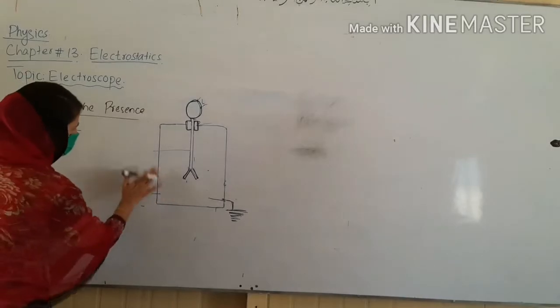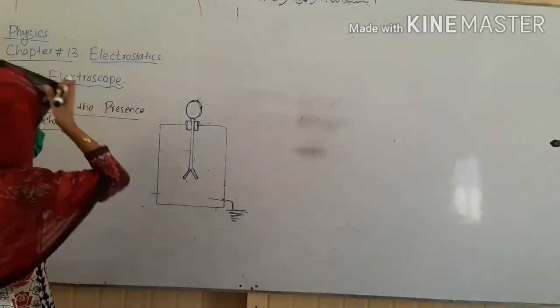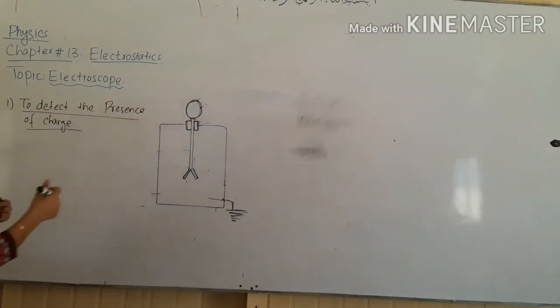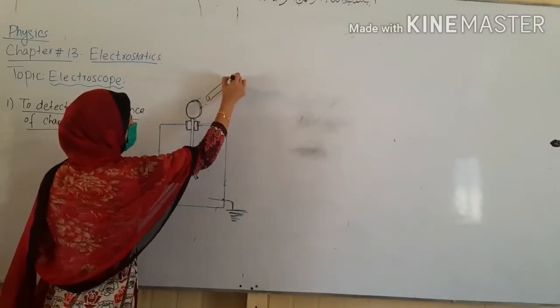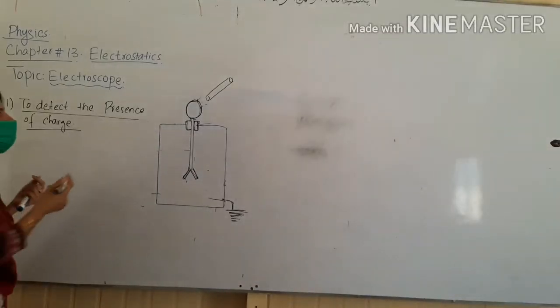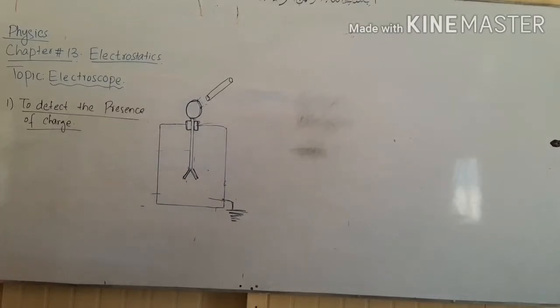Okay. Now, what is happening here? Initially, this electroscope, this brass disc is neutral. Is it clear? Now, if I bring any body or any rod near this brass disc, how can I justify whether this rod is charged or uncharged? Basically, this is used to detect the presence of charge.